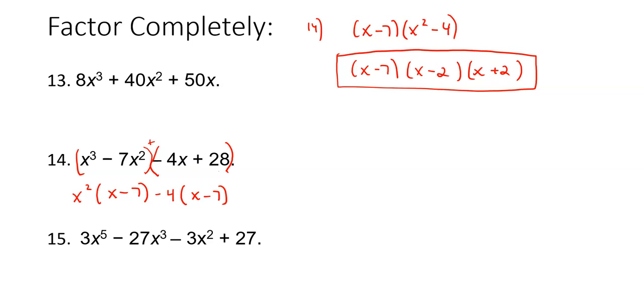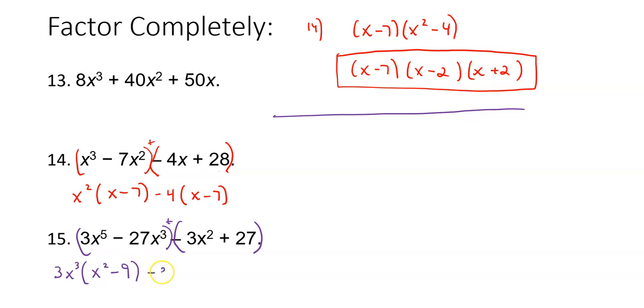All right, last one, number 15. For number 15, this looks like another factor by grouping one because it's got 4 terms and nothing combines. So let's group these two together, put a plus sign, and then group those two together. So between a 3 and a 27, I can pull out a 3, and also notice I can pull out an x cubed. Divide 3x to the fifth by 3x cubed, and I get an x squared. Minus 27x cubed divided by 3x cubed is just 9.